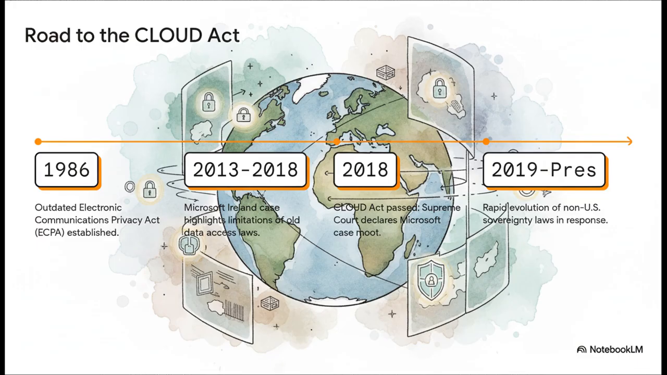So how on earth did we get here? Well, the old law from 1986 was written before most of us even knew what the web was. The whole issue really came to a head in a famous case where the U.S. government tried to make Microsoft hand over emails they were storing in Ireland. That huge legal battle proved the old rules were broken, and it led directly to the Cloud Act in 2018.